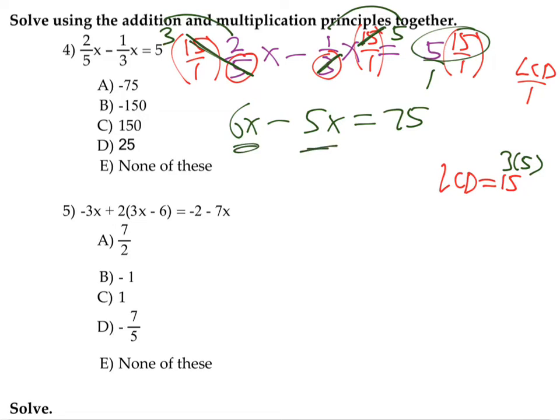So 6x minus 5x? 1x. In other words, just x. x is 75. Or you could pick the 1x over, 75 over 1, only because, hey, force a habit. So the answer is not there, right? None of the above. All right. Want to try number 5?